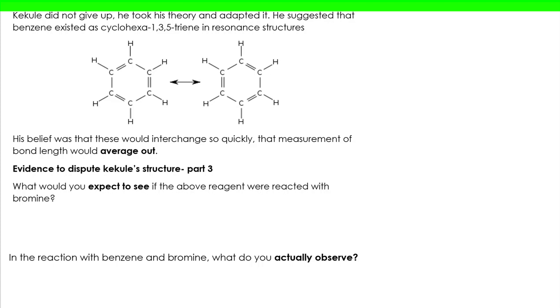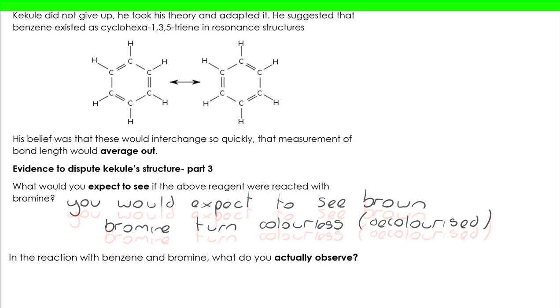What would you expect to see if the reagents above, even in that hybrid structure where they're resonating from one to the other, if I added bromine, what would you expect to see? You would expect to see the brown bromine turn colourless. You'd expect it to be decolorised. We're back to those key words again that were mentioned earlier in the video. However, if you've done some research into benzene and bromine, what you will know is there is actually no visible change. Benzene does not decolorise bromine water. Now that tells us there are not these double bonds that Kekule had suggested.